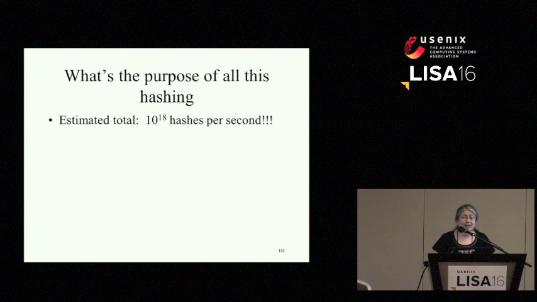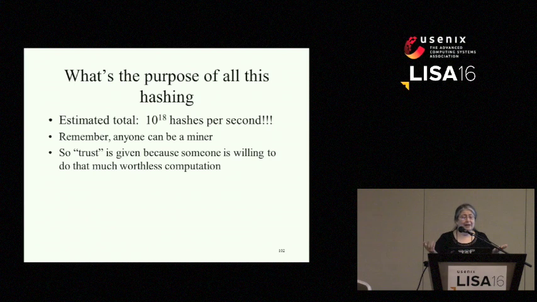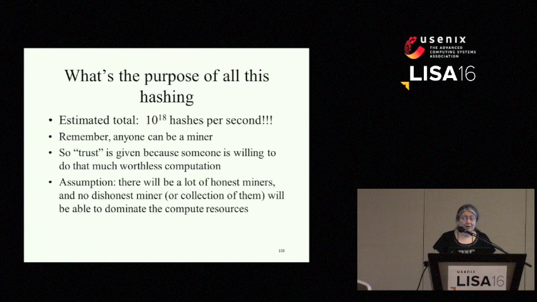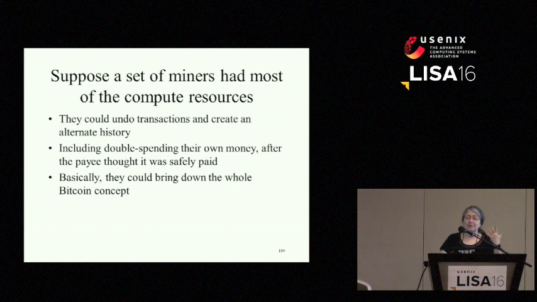So what's the purpose of all this hashing? Anyone can be a miner. So the entire trust model is saying, well, the probability that any set of bad guys can get together and have enough compute power is low, we'll just have enough honest miners and we don't have to worry about that. Suppose a set of miners did have most of the compute power. They could undo transactions and create an alternate history. They can double spend the things they had. Basically, this would bring down the entire Bitcoin concept.